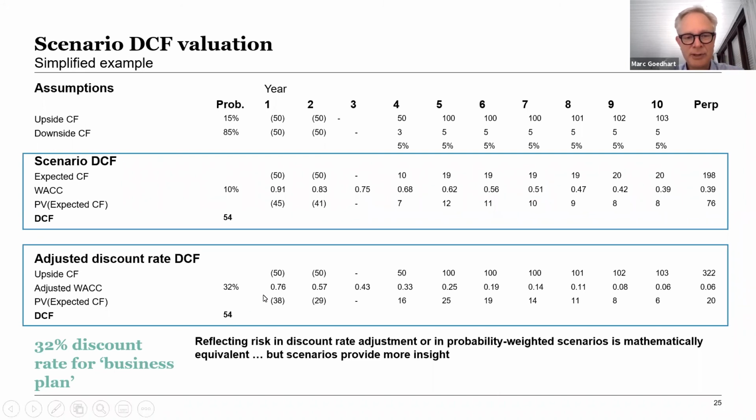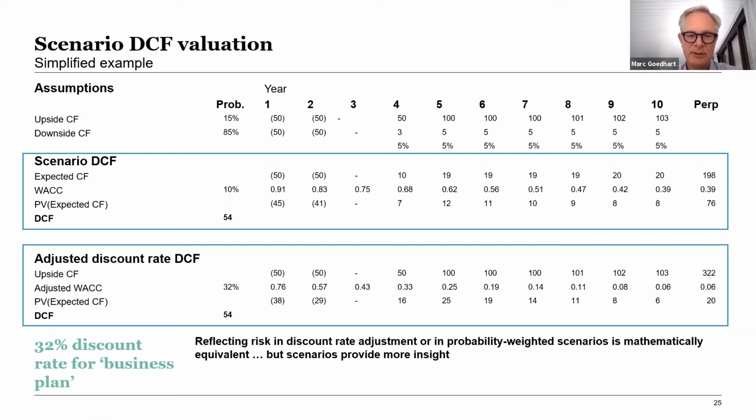The alternative approach is to say we're not going to discount the probability-weighted expected value. No, we're going to discount the business plan cash flow. So just the top line here, right, with 100 going up to 103. And there you can see that you can get to exactly the same result if the adjusted WACC would be 32%. Which explains why, in venture capital, you come across these very high discount rates, right?